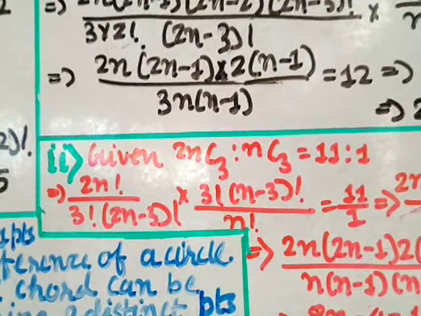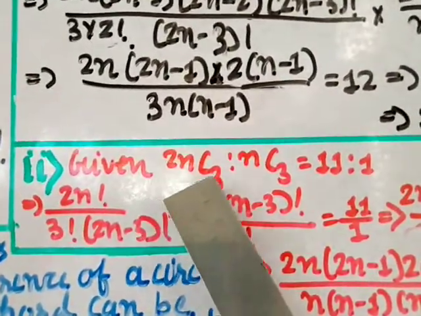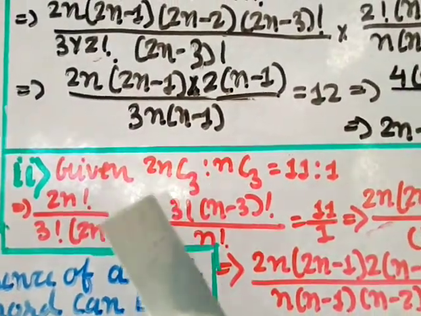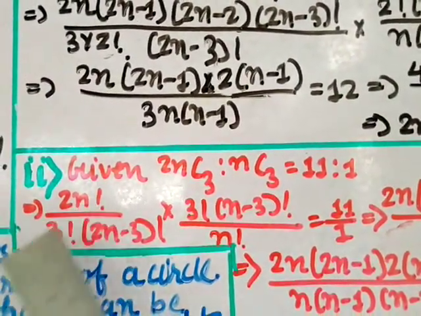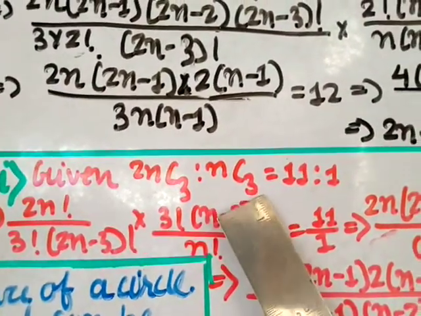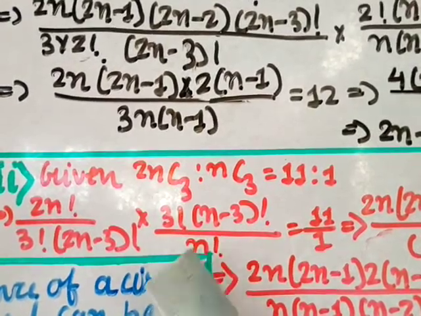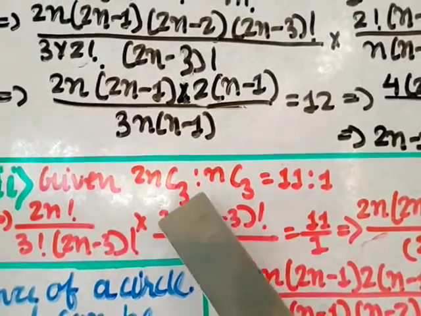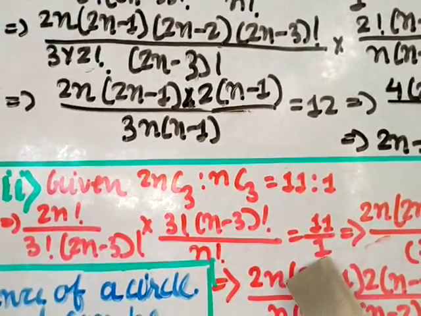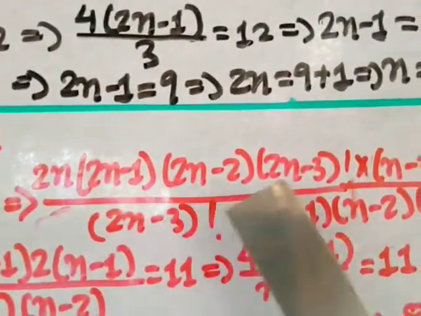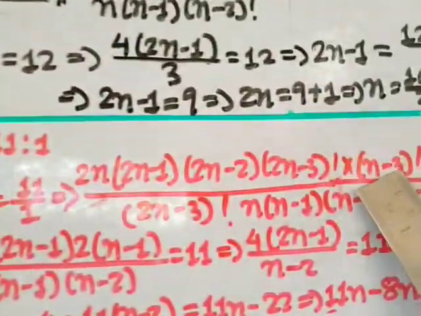Part 2, we have the question already read. It is given that 2nC3 is to nC3 equal to 11 is to 1. We have to find the value of n. So this, by using the formula 2n factorial divided by 3 factorial into 2n minus 3 factorial into nC3. This also we use the same formula, so it is n factorial divided by 3 factorial into n minus 3 factorial, that is in the denominator, it will go in the numerator because it is a ratio here, and equal to 11 by 1. This I can write as 2n into 2n minus 1 into 2n minus 2 into 2n minus 3 factorial into n minus 3 factorial. I am keeping just as it is.